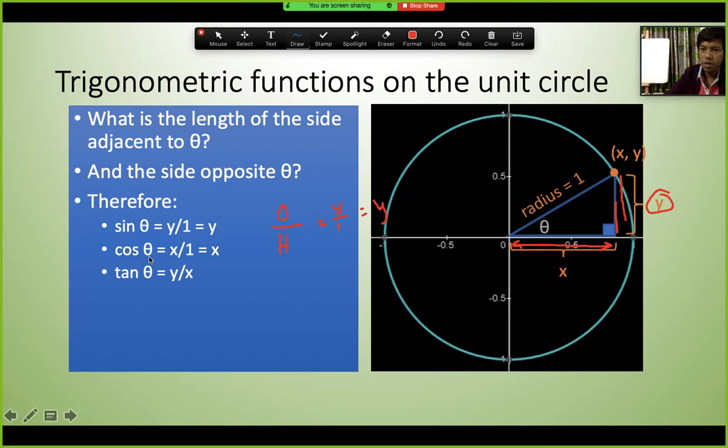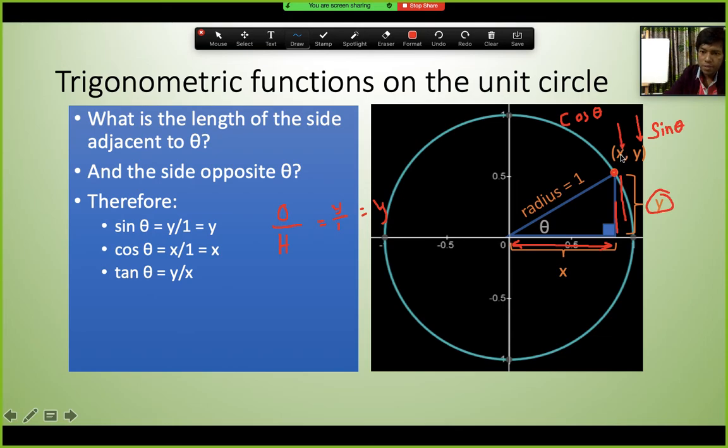Similarly, cos theta, if we use that mnemonic, then we get adjacent divided by hypotenuse. This is the adjacent, this is the hypotenuse. So we get x. So sine theta equals y, and cos theta equals x. And you can see that this x and y are basically, from this point, the first value is the x and the second value is the y. So from here we can develop our relationship. We can say that in the unit circle, on the point, this second value will represent the sine theta. This is the important thing here. And the first value, this x value, will represent the cos theta.